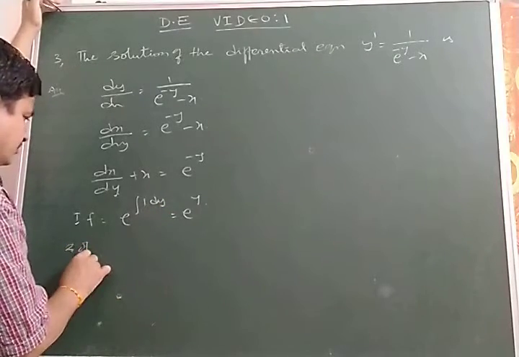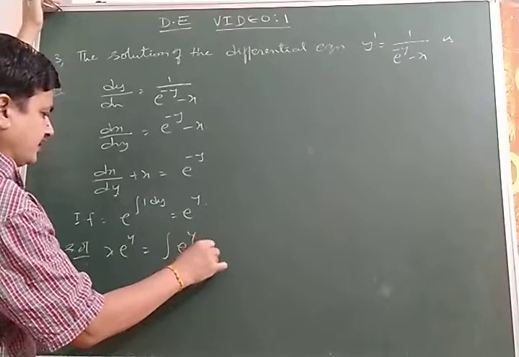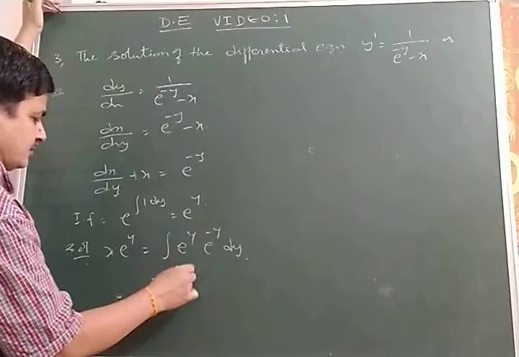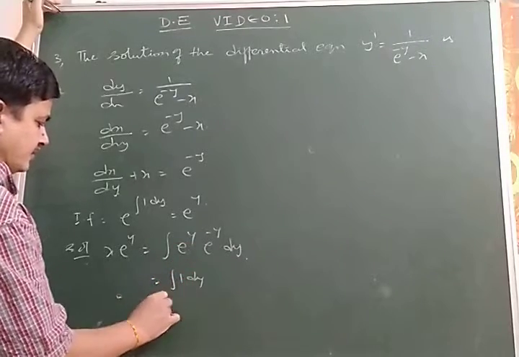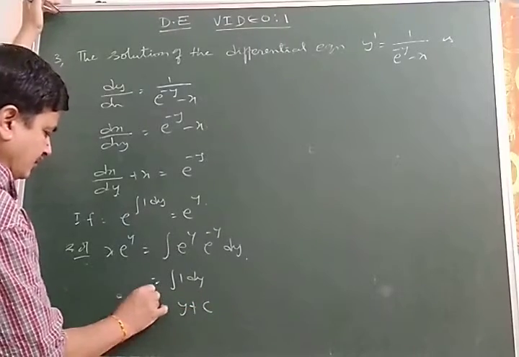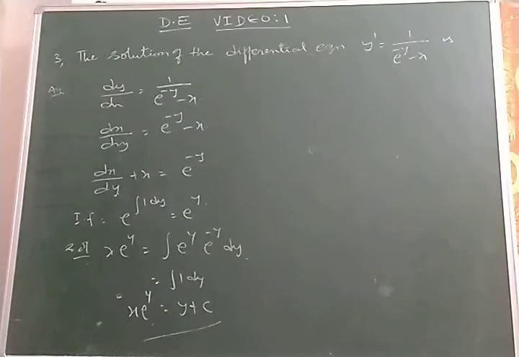Solution is x into e to the power of y is equal to integral e to the power of y into e to the power of minus y dy. Now this is integral e to the power of 0, means 1, dy. So this is y plus c, that is x into e to the power of y is y plus c, is the solution.